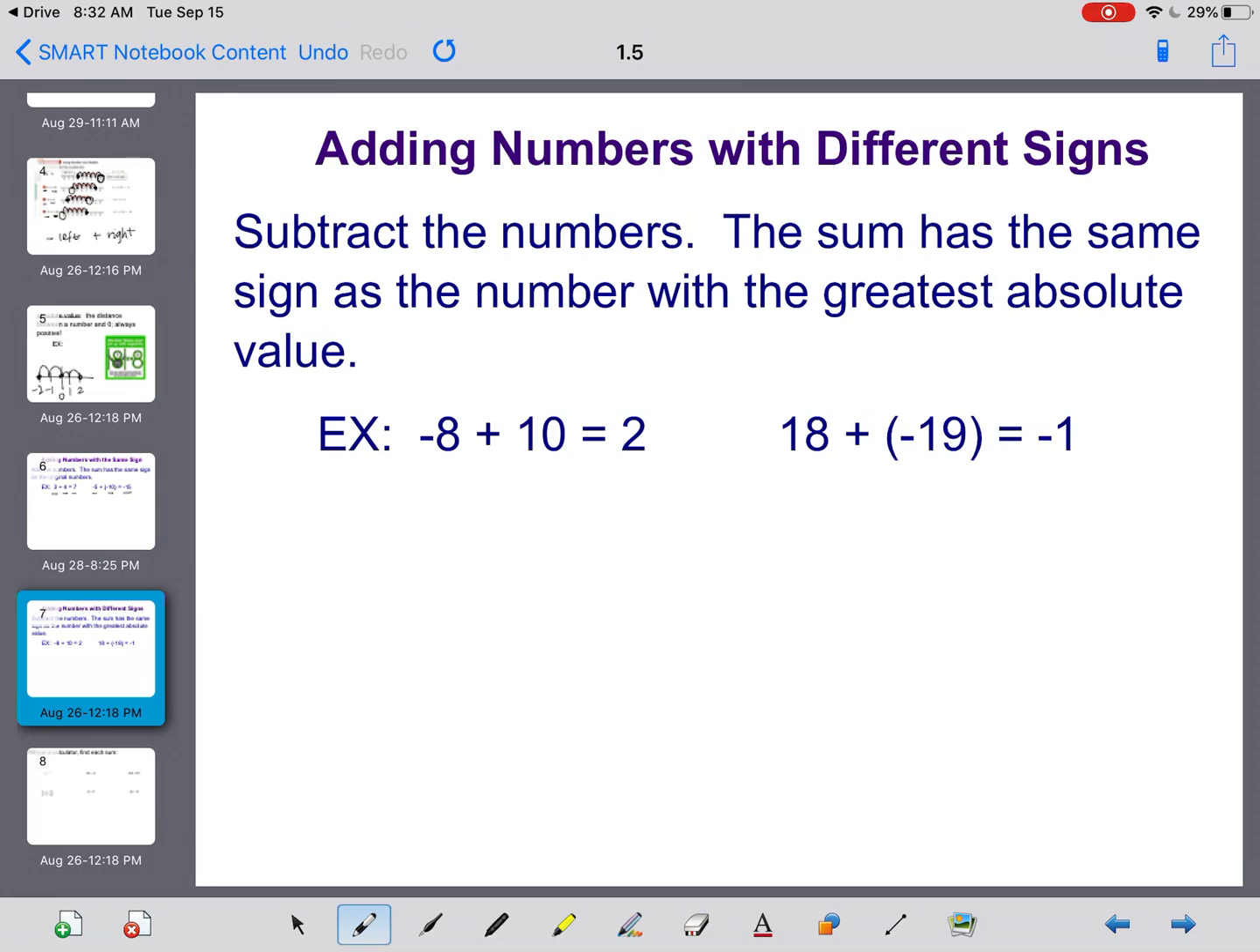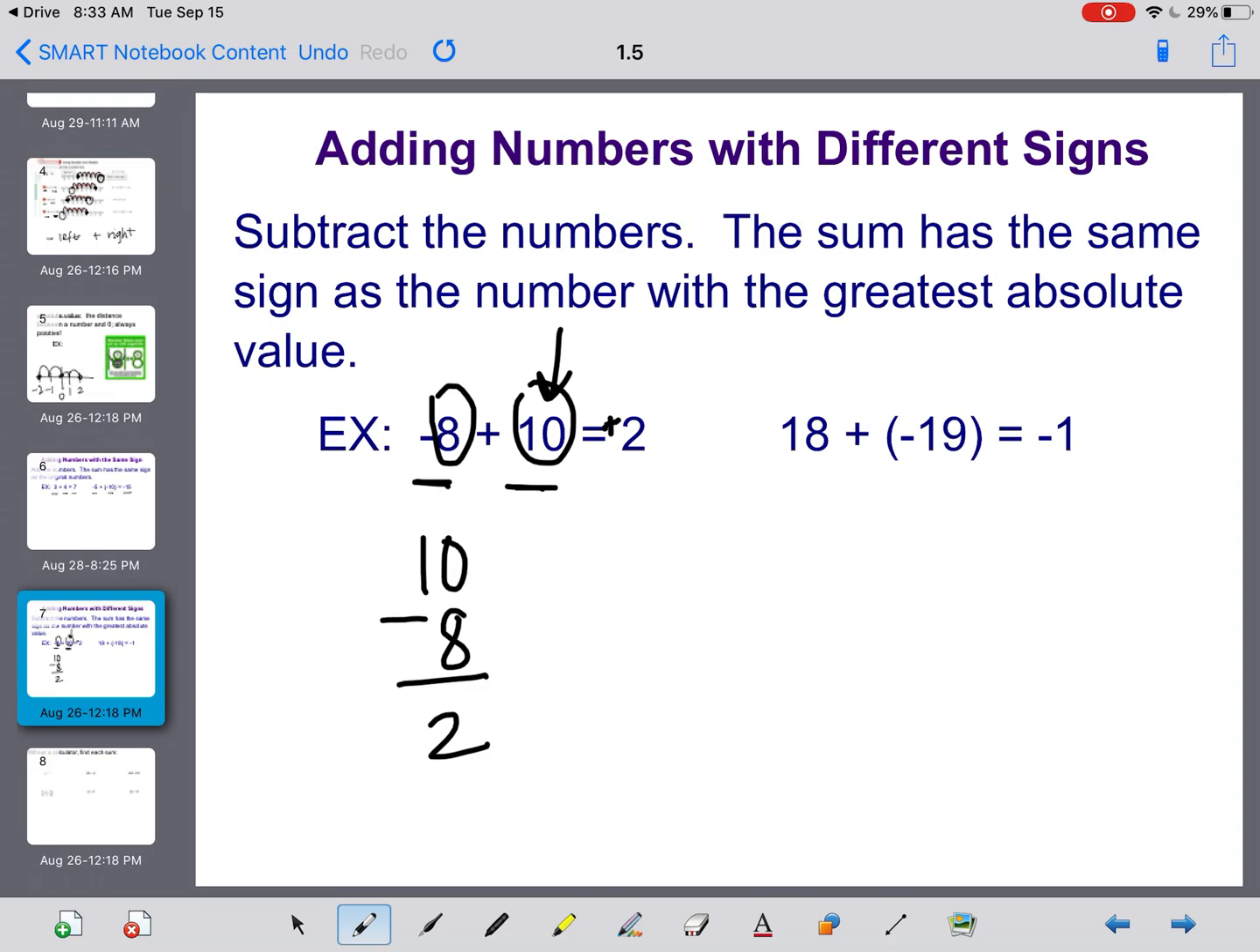If I add numbers with different signs, I need to actually subtract those numbers, and then the answer will keep the sign of the greater absolute value. Okay, so if I have a negative 8 plus 10, I'm really going to do 10 minus 8, and that gives me 2. Then when I think absolute value, that means I'm just looking at the number. This 10 is actually bigger, and it was positive, so that means that my answer is going to be positive.